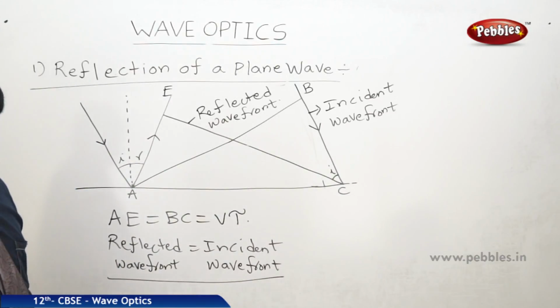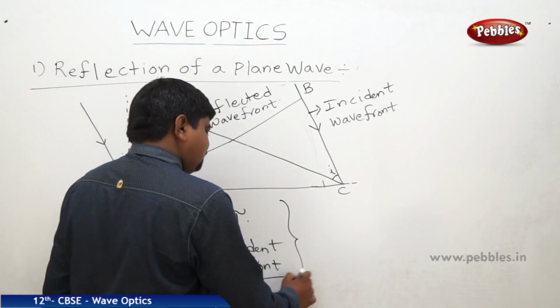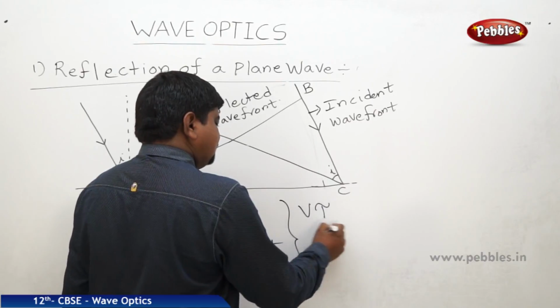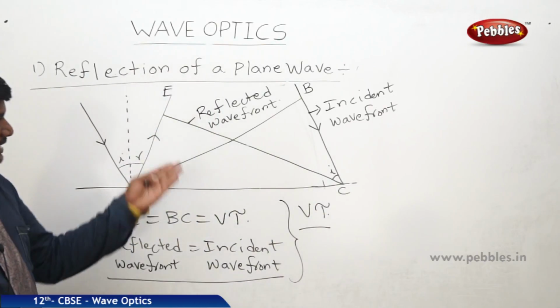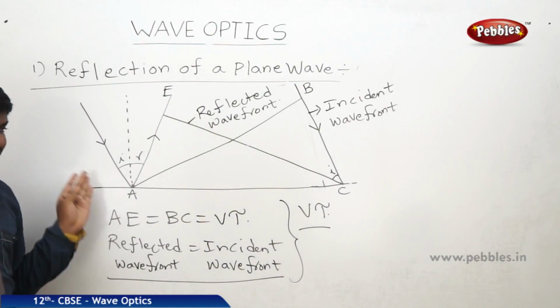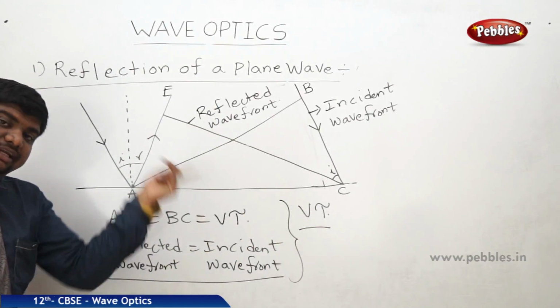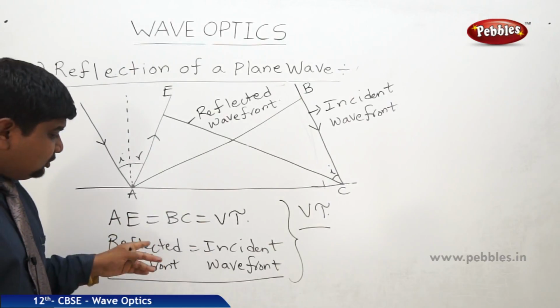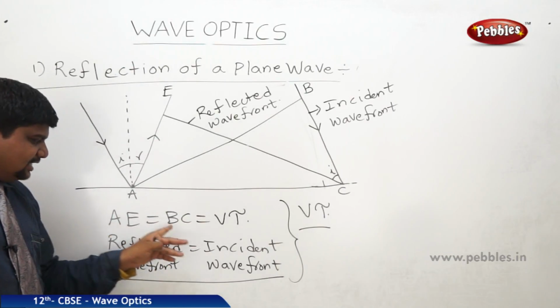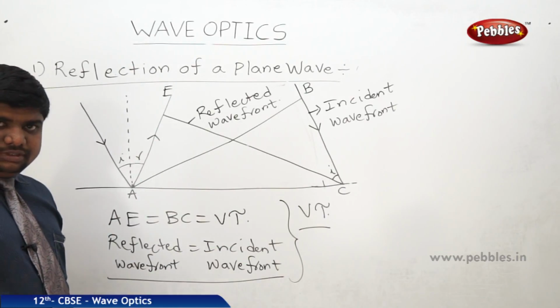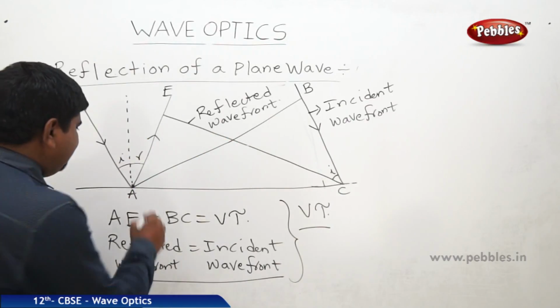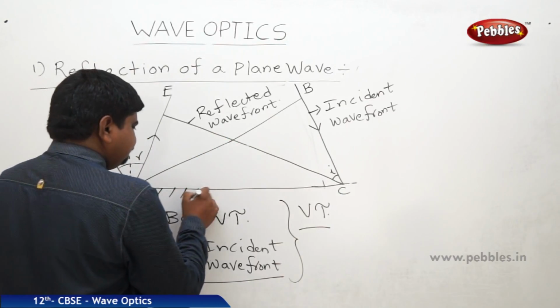This is very, very important. That's why V1 tau is equal to V2 tau. Correspondingly, we can call it V tau. That means reflection and incidence take place in the same medium. That's why the speed of light is not going to change. But in the case of refraction, it changes. That's why we can say AE is equal to BC is equal to V tau. So it is valid for plane mirrors.